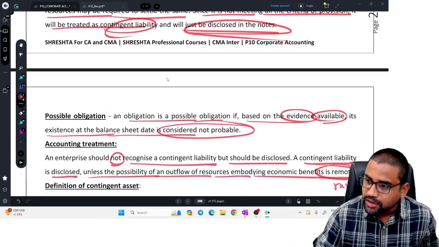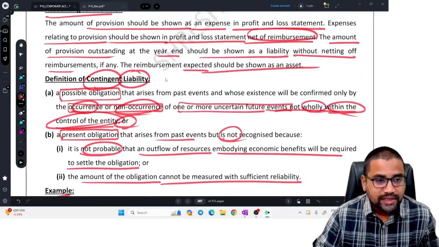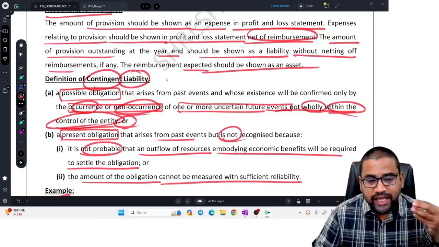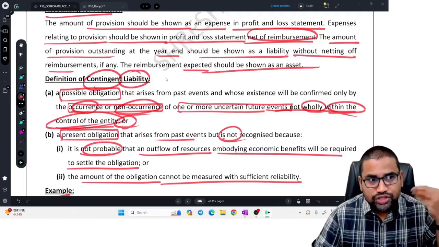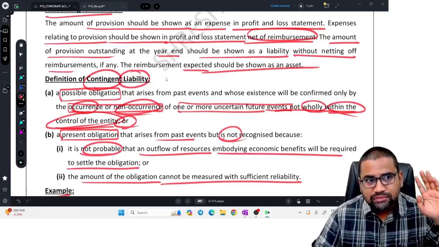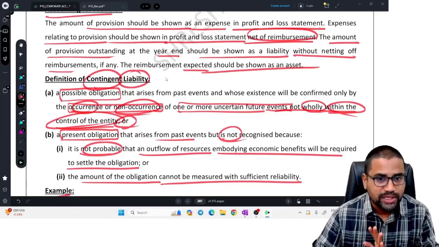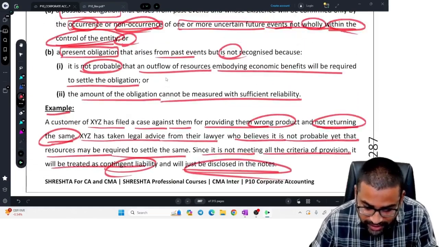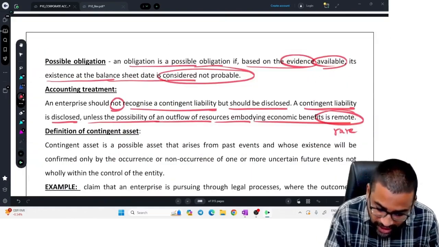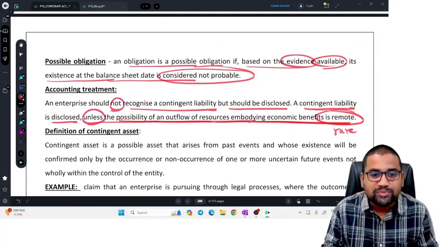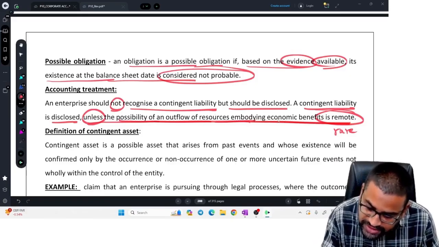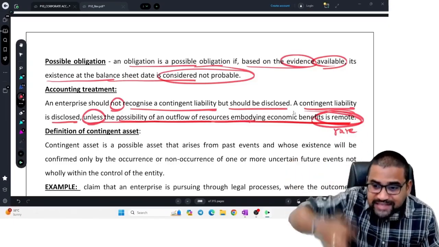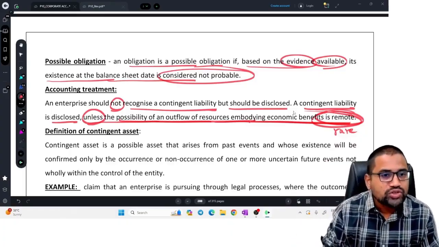So this is a contingent liability. As of now there is no liability; in future it may come. At the end of the day we are not sure. A liability may come or may not come. As of now there is no present obligation, so you treat it as a contingent liability, and you are not required to show it anywhere in the books. But in the notes to accounts, if you feel it will result in an outflow of resources, you disclose it. Unless the possibility of outflow of resources embodying economic benefits is remote. If the chances of having to settle this contingent liability are very low, then there is no need to disclose it in the notes to accounts either.